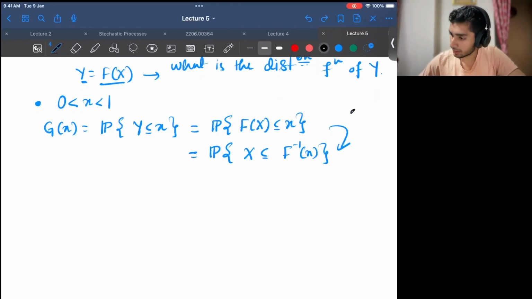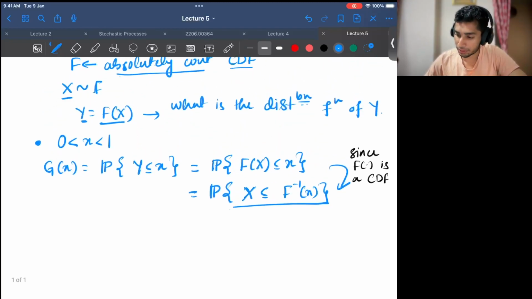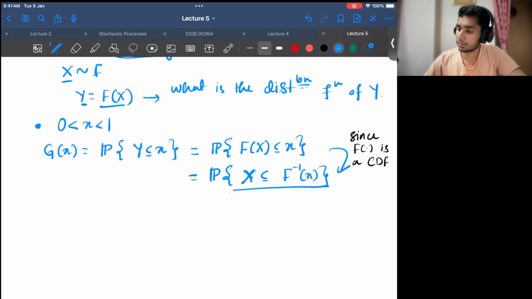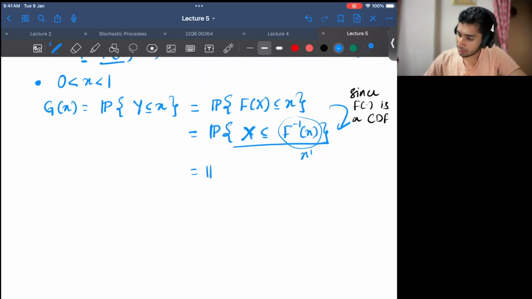Since F is a CDF, now you have this thing. What is this thing? You can think of this in terms of the CDF of X. This is the probability that capital X, our original random variable whose distribution function was F, is less than or equal to F inverse of x, which you can think of as some other x dash. So it is the probability of X less than or equal to some x dash.